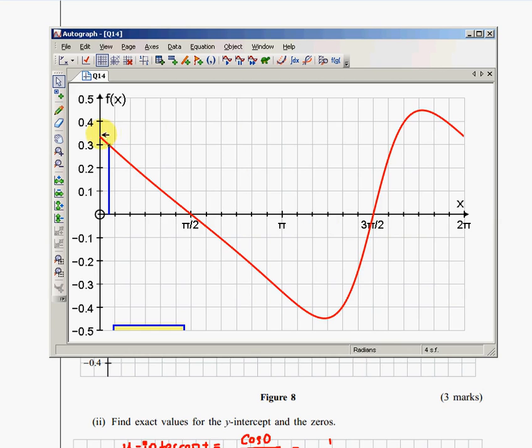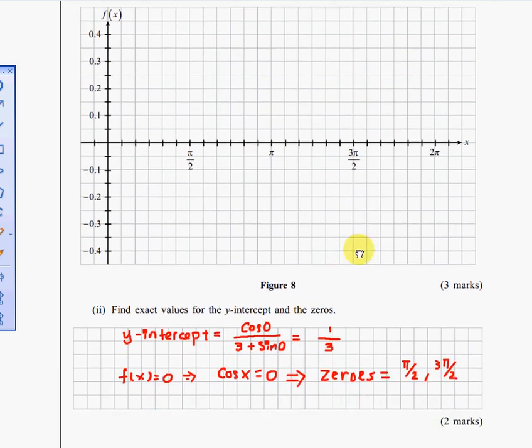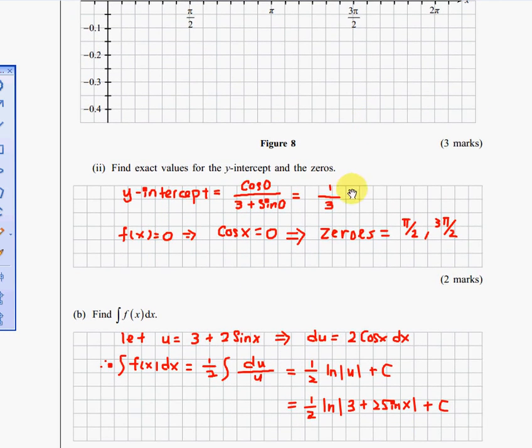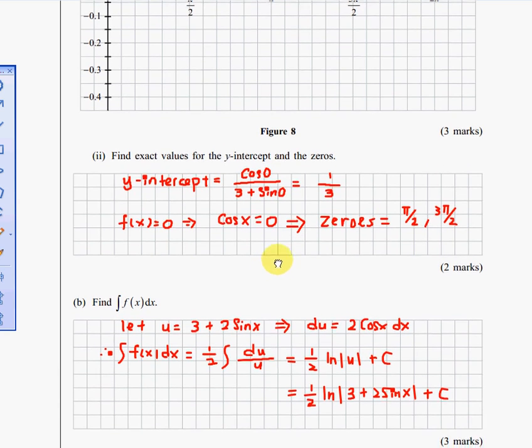An intercept at 1/3. The curve passes through pi over 2 and 3 pi over 2, and note the location of the maximum and minimum, right? Okay, and the intercept of 1/3 can be observed from the diagram, and here you can also calculate like this, or just state the zeros as pi over 2 and 3 pi over 2 respectively.